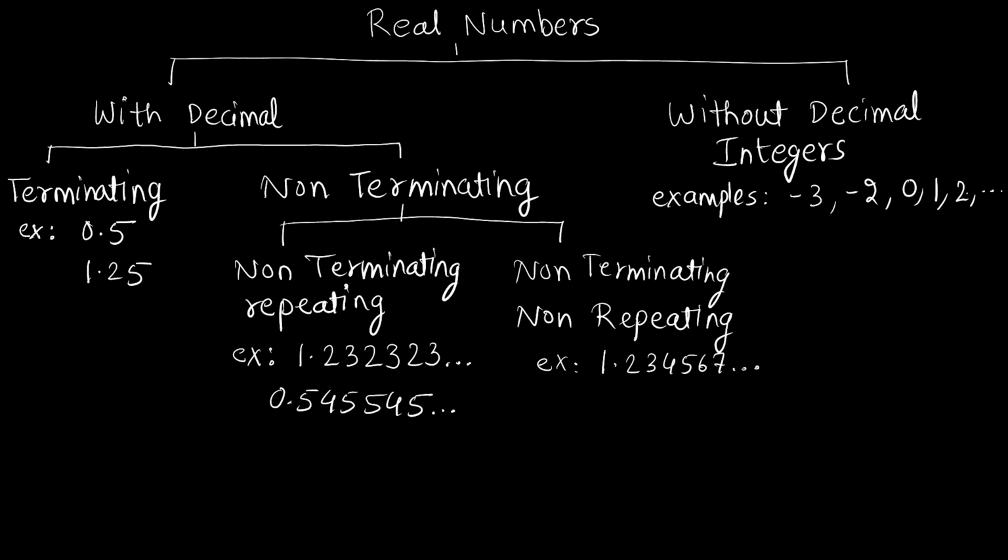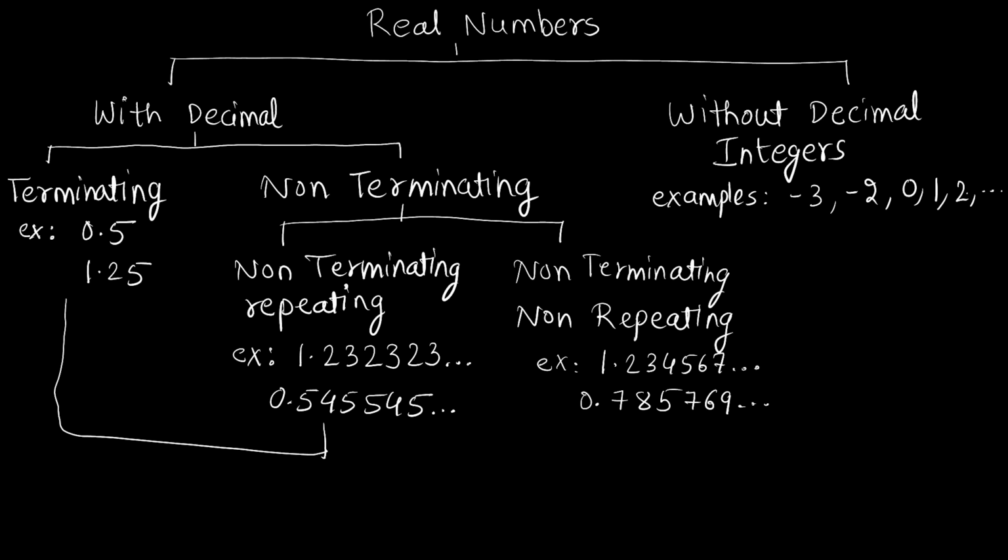Same way you can consider another example as 0.785769. So here also you can see that there is no pattern over here, right? So 785, 769, there is nothing which is repeating. There is no pattern over here which keeps on repeating. So therefore it is called non-terminating, non-repeating.